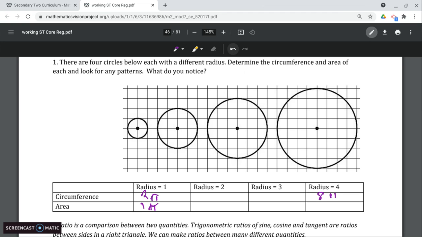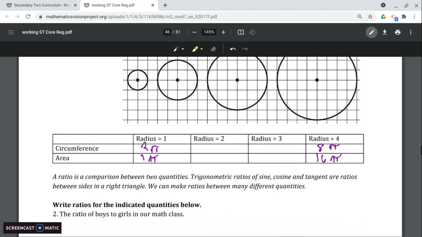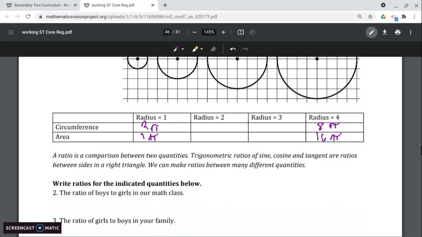And then for area, 4 squared is 16, so we'd end up with 16 pi. So you guys will do for radius of 2 and 3.